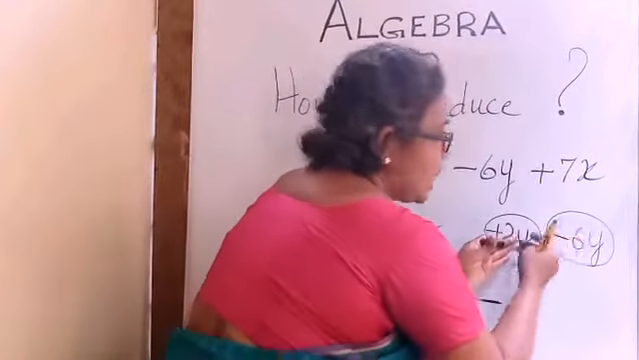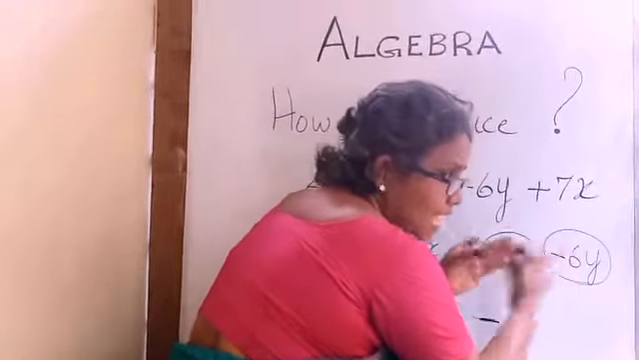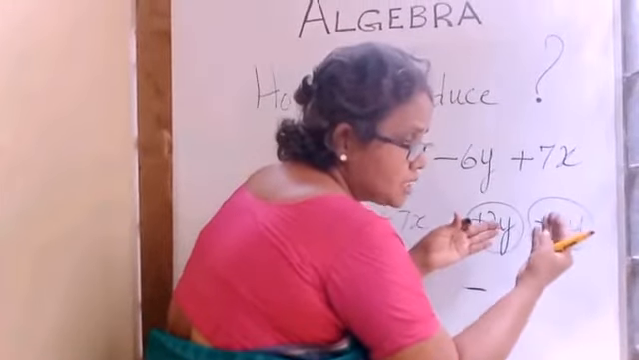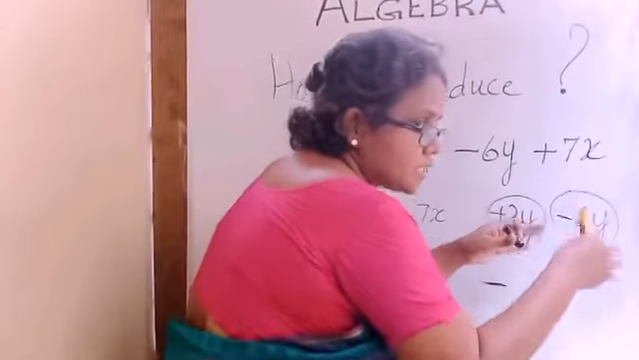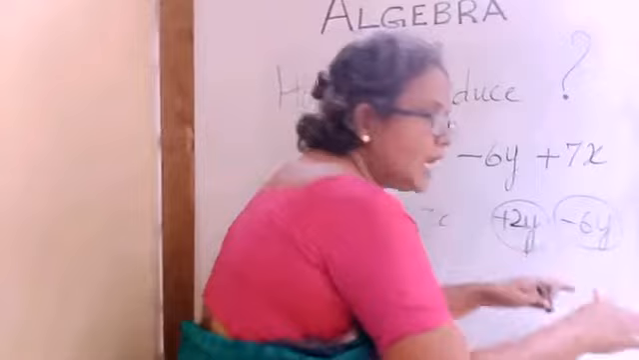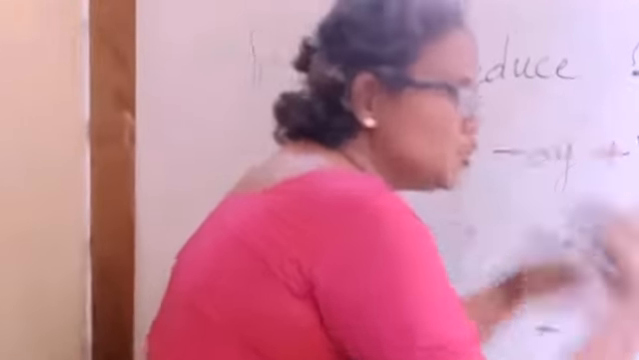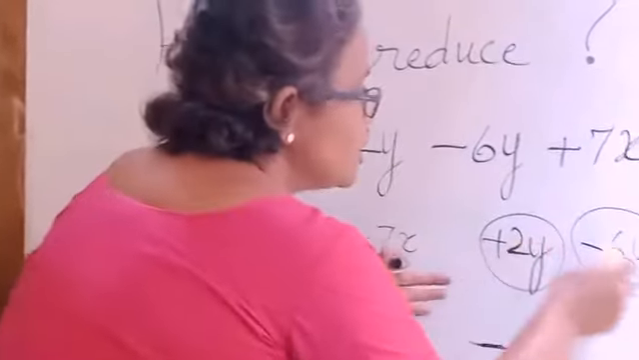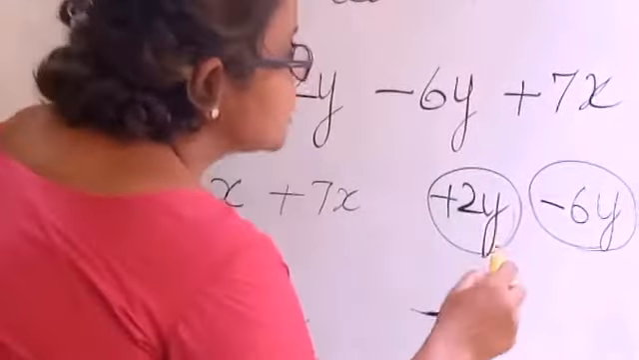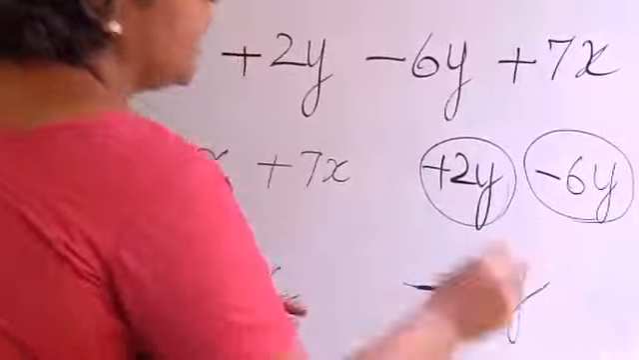Okay. Now what happens? Both of them clash together. They fight together. And when they fight, what happens? We lose certain things. People die. When a fight arises, people die. When there's a fight, we lose something. Therefore, 6 and 2, they clash, and finally we get the answer 4y.